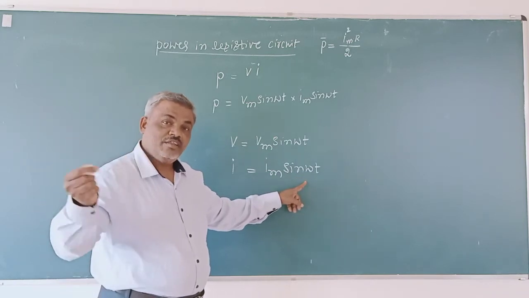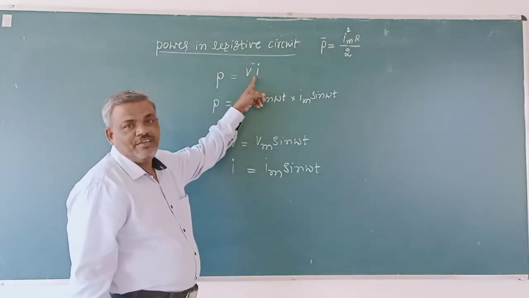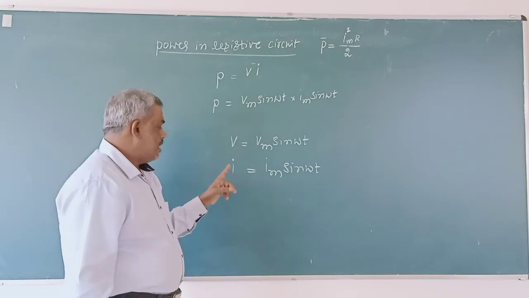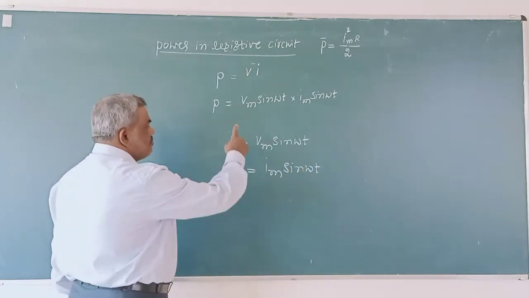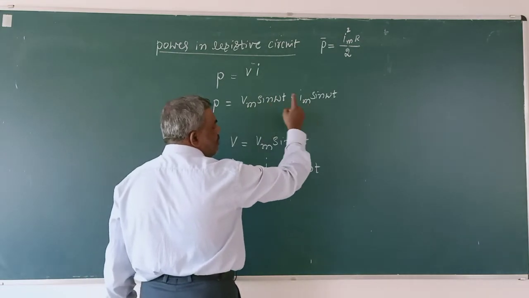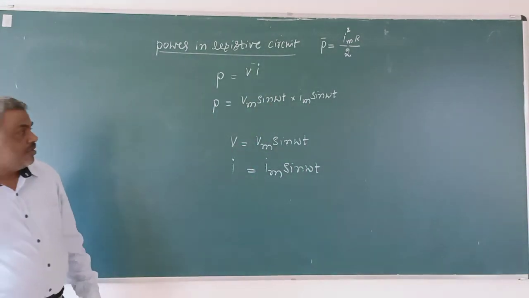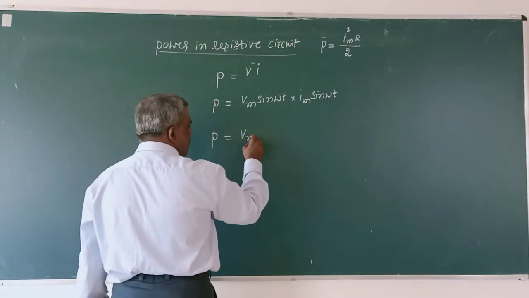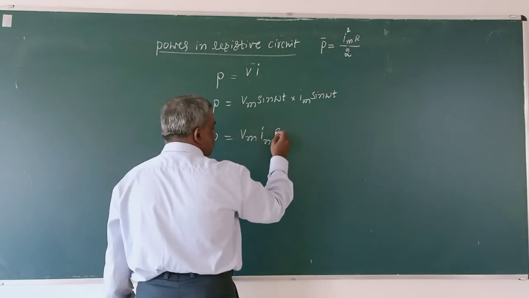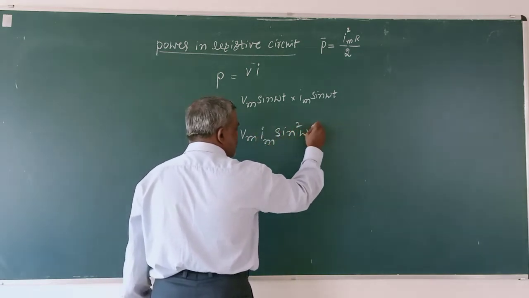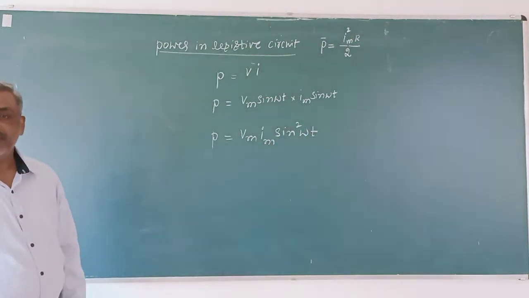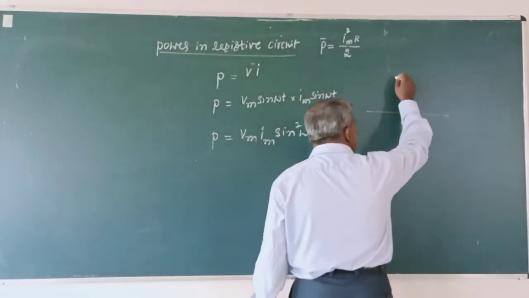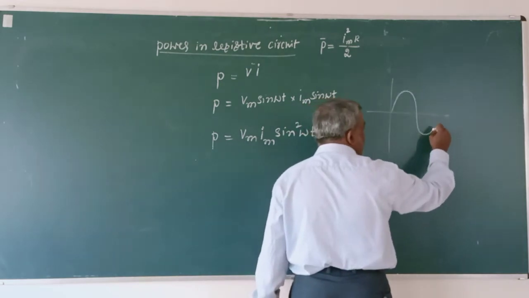Now power in the resistive circuit, P equals VI. V equals Vm sin omega t and I equals Im sin omega t. Substituting these, P equals Vm sin omega t into Im sin omega t, so P equals Vm Im sin square omega t. Now calculate the average power over one complete cycle of alternating current.